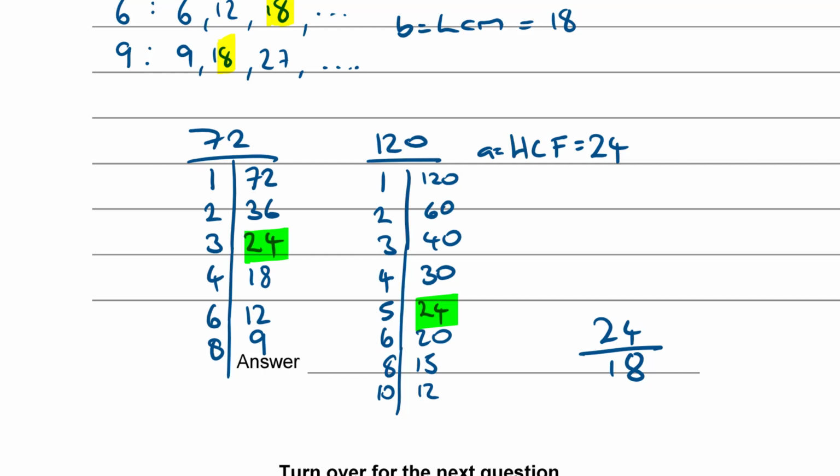Which I could cancel down, but I'm not sure I need to. So it could simplify to 4/3. Also an acceptable answer.